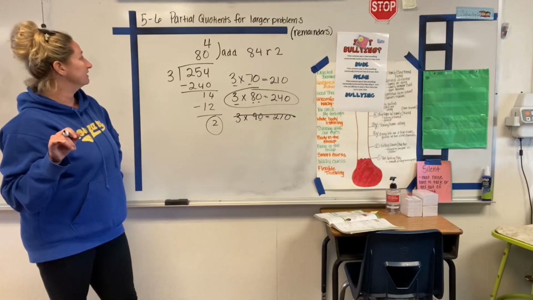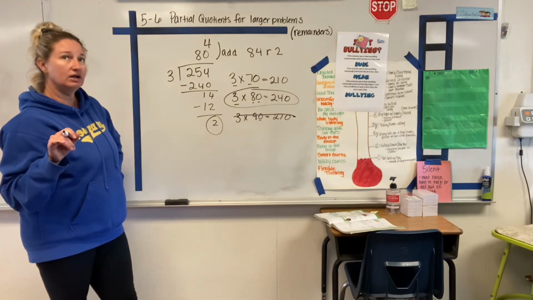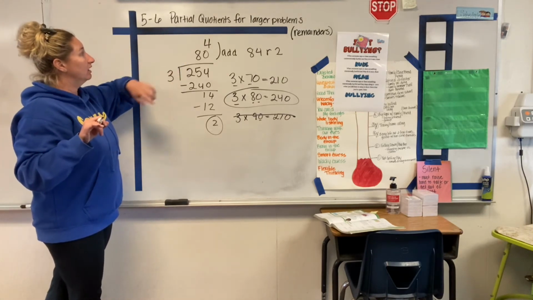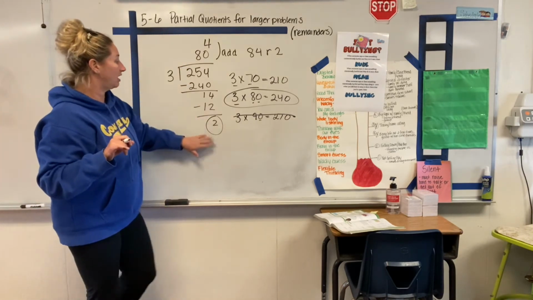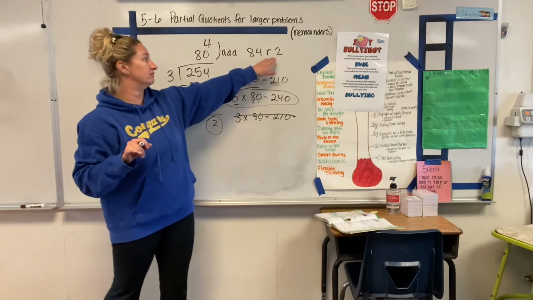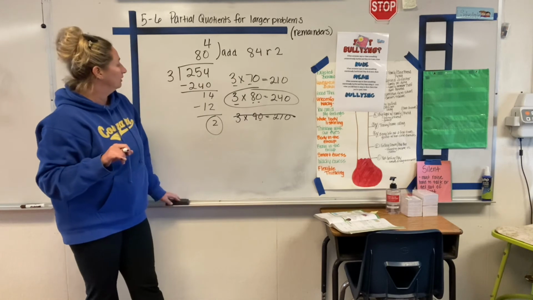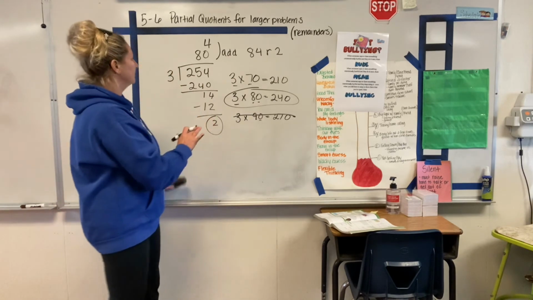All right, so very similar to what we did in 5-5 using the partial quotients. But these problems, you're probably going to have a little bit left over, so you have to write that as a remainder, whatever, 2. Okay, so I'm going to erase this.